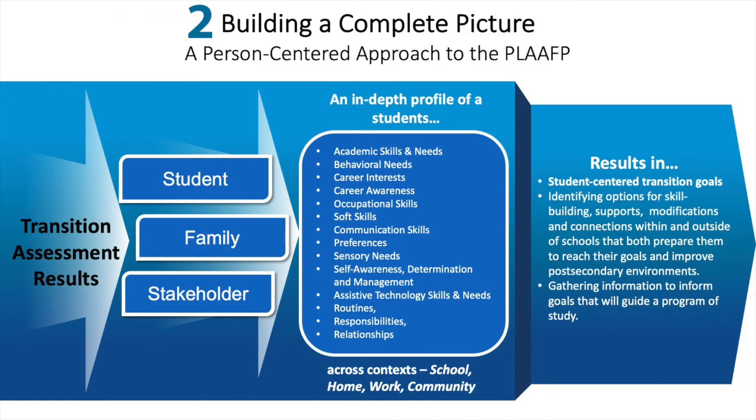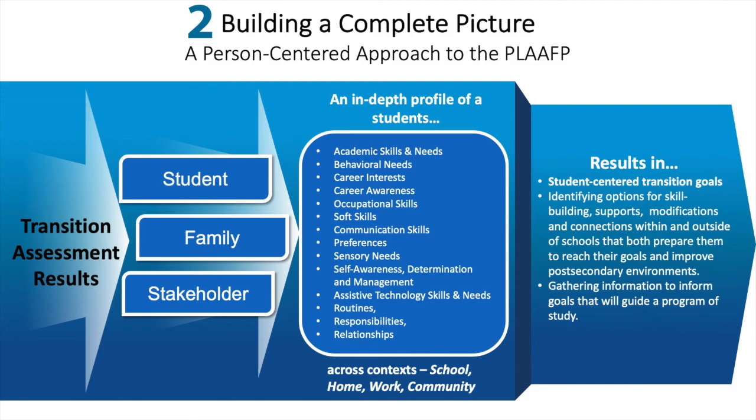And this profile should include their academic skills and needs, their behavioral needs, career interests, career awareness, occupational skills and soft skills, as well as communication skills. It should include information about their preferences and sensory needs, as well as information on their current self-awareness, self-determination skills, and self-management skills. It should have information about their use of assistive technology, their skills for using it, and their current needs for assistive technology, as well as some information about their daily routines and responsibilities and the relationships that they have at home, at work, in the community, at school.